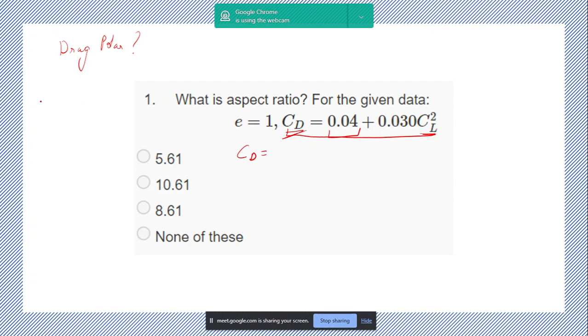If CD versus Cl square is plotted from this equation, will it be a straight line? What form will it take? CD versus Cl square. If I take CD here and Cl square here, what form will it take? Just from this equation, take any variable, y equal to, where CD and Cl square are the two variables. Will this equation be a parabola, an ellipse? What will it be?